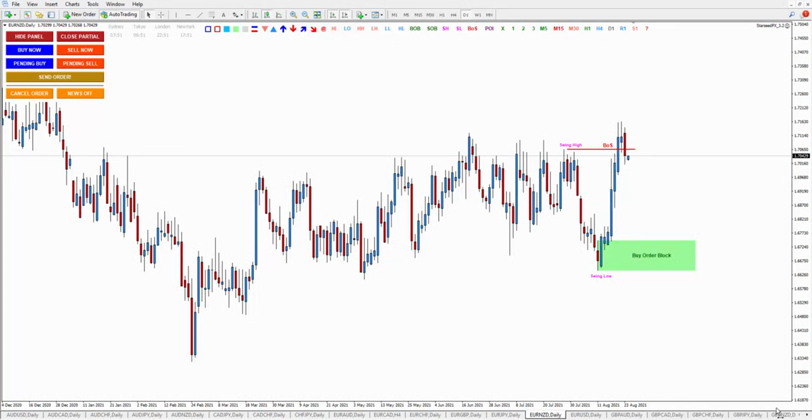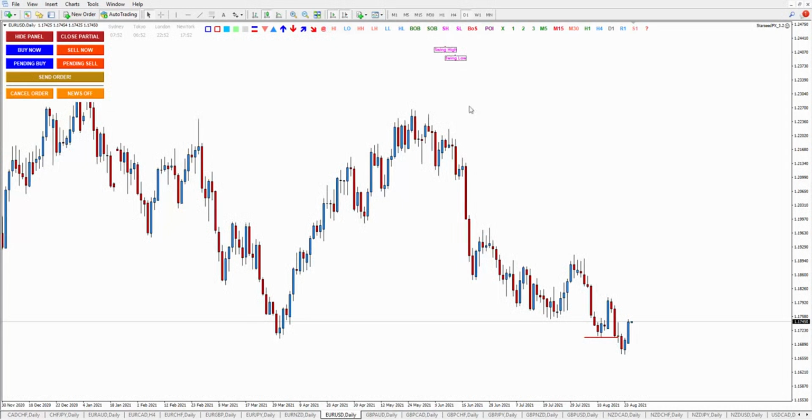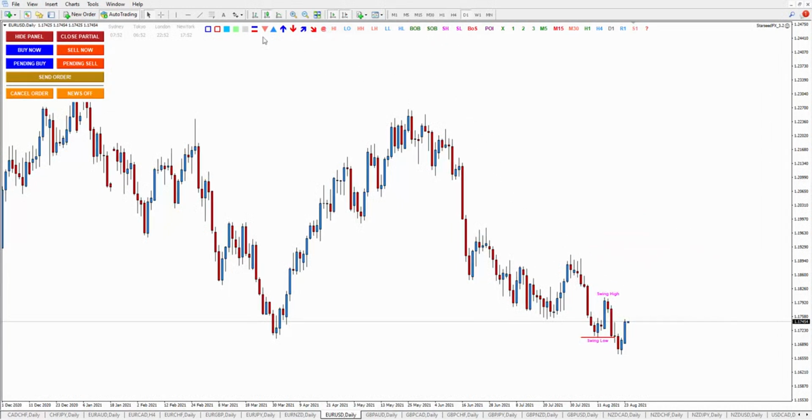Now let's go to Euro dollar. Euro dollar is not really great to me at this moment. Take a look because it has a giant order block. This is the break of structure. This is our swing high. This is our swing low. And our order block is the last bullish candle before the breakout happened.